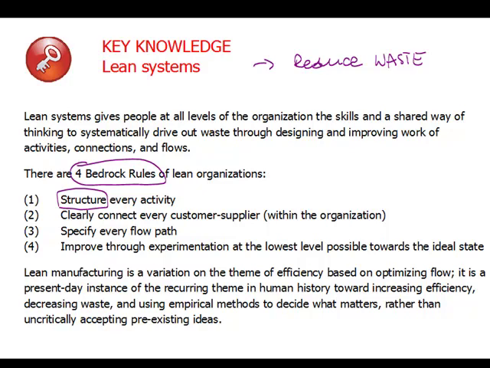Now, clear connection between customers and suppliers within the organization, because every single activity is a supplier to the next activity, which is the customer for that previous activity. That is all based on the supermarket concept. Again, we will discuss that based on Toyota's example in a minute. Then obviously that connection should be clearly specified. What is the flow of activities? Again, to reduce and eliminate those that do not contribute to the value as perceived by the client.